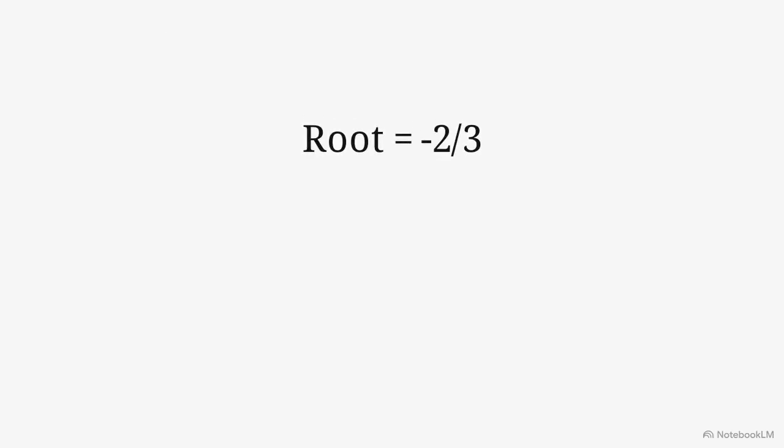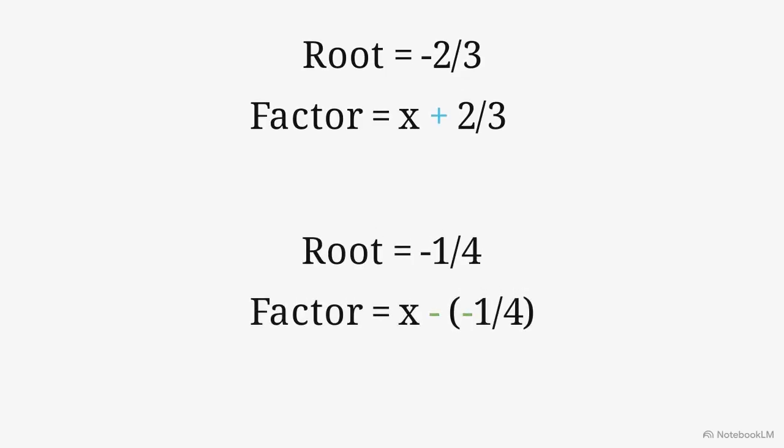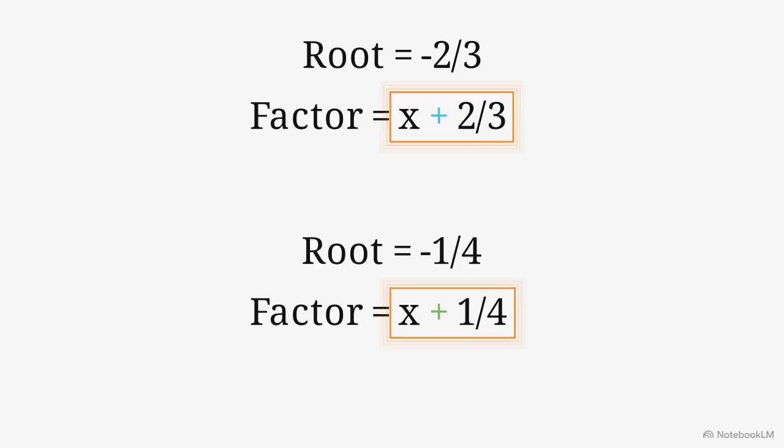Let us start with our first root, -2/3. In our factor formula, we get x minus -2/3. Subtracting a negative number changes into addition. So those two negative signs become a plus, giving us the factor x plus 2/3. We apply the exact same sign rule to our second root, -1/4. We write x minus -1/4, which simplifies into x plus 1/4.